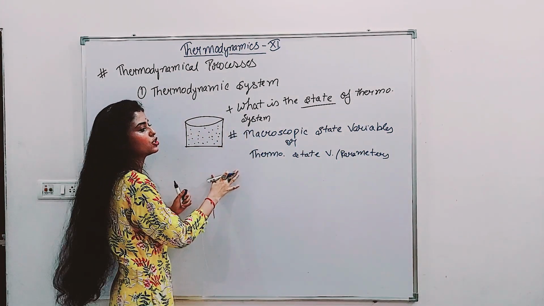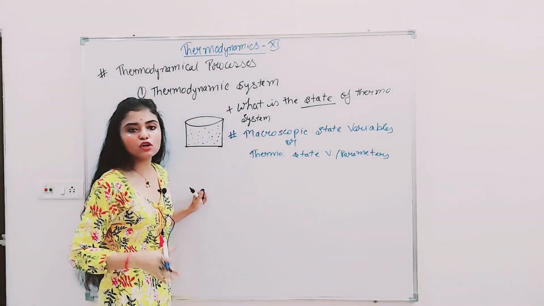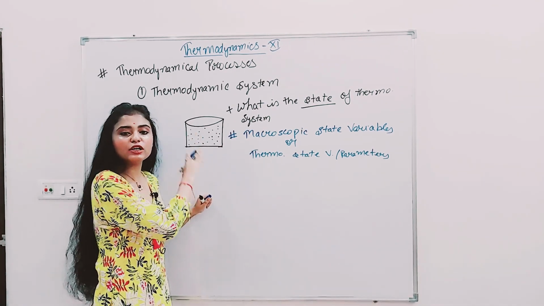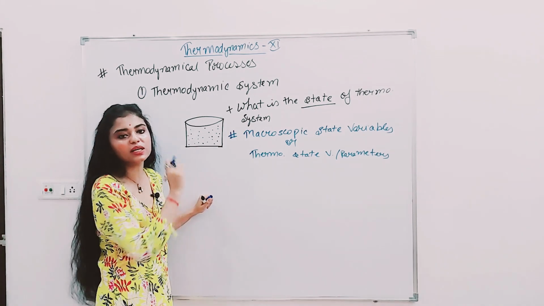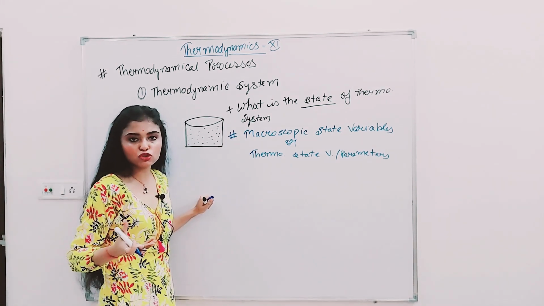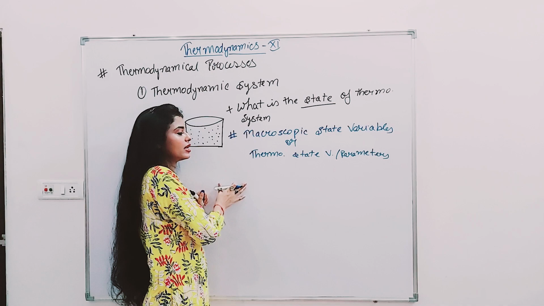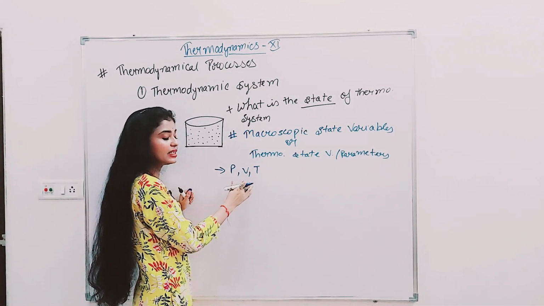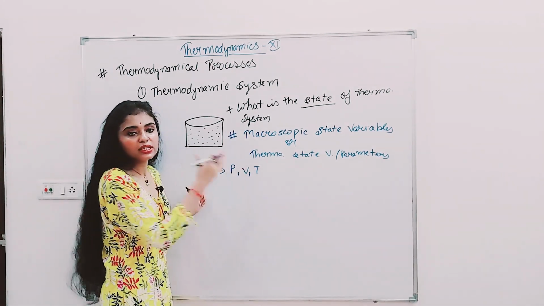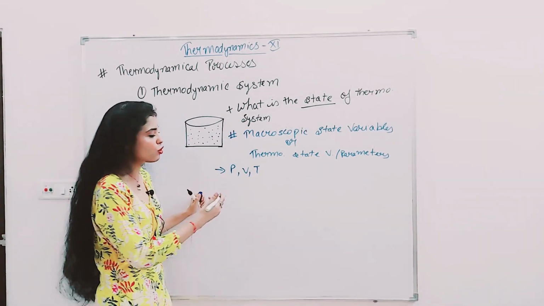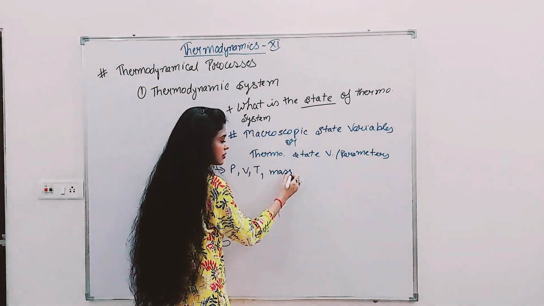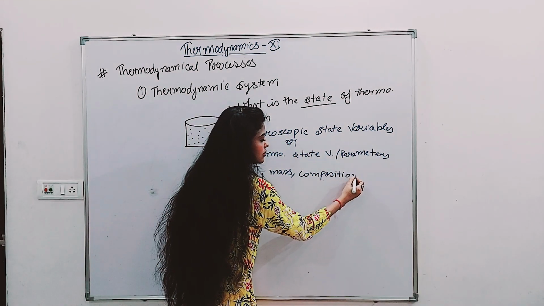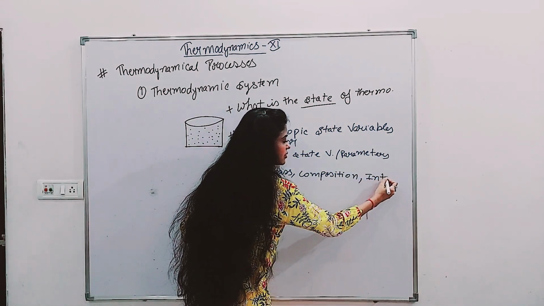If you have information of macroscopic variables or thermodynamic state variables, then you can tell what kind of nature or what kind of state this thermodynamical system has. Now, what are these macroscopic variables? These macroscopic variables are pressure, volume, temperature. These three are the main ones which we are going to study in this syllabus. There are a few more, for example, mass, composition, internal energy.